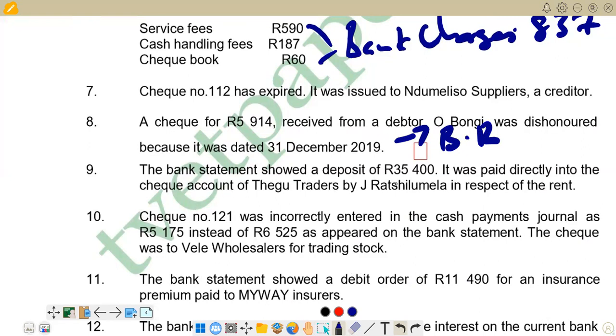The bank statement showed a deposit of 35,400. It was paid directly to the bank account of Table Traders by J. Richard Mueller in respect of the rent. So it means this is not recorded in the journals because it was paid directly to the bank account. So we need to put it in the cash receipt journal, which is our 35,400.